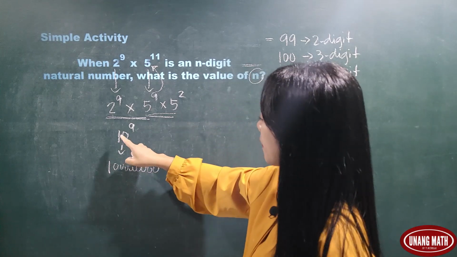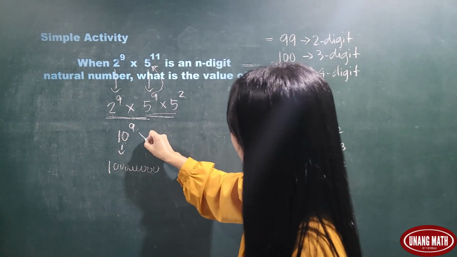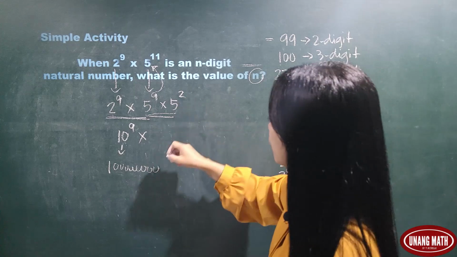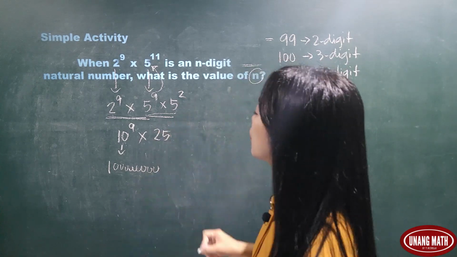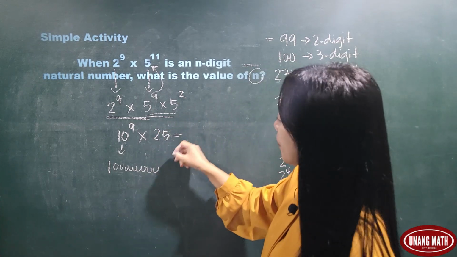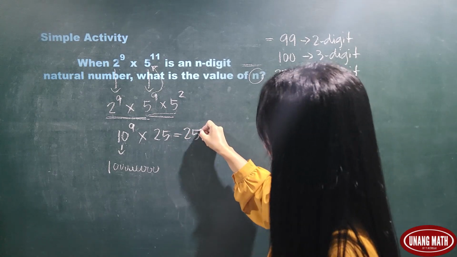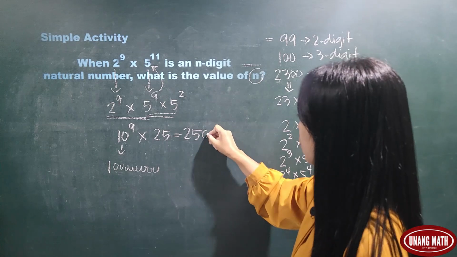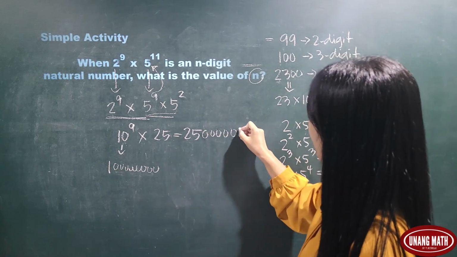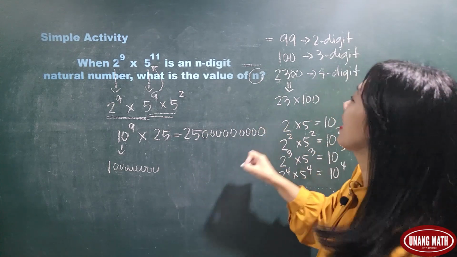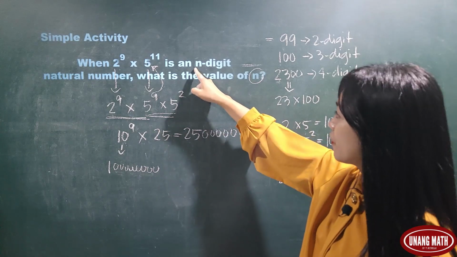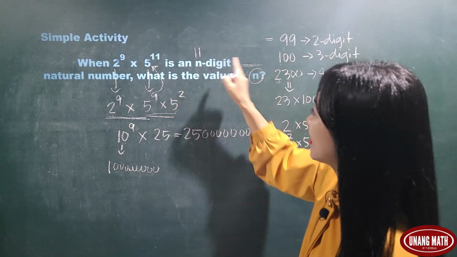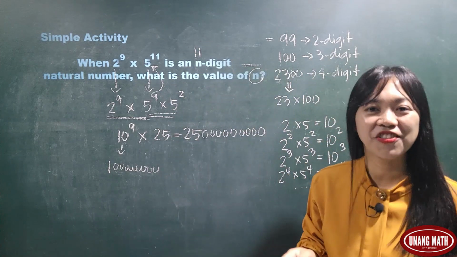So if we multiply 10 raised to the power of 9 times 5 squared, 5 squared is 25. So this is times 25, meaning our answer is 25 and we just need to write the 9 zeros. So 1, 2, 3, 4, 5, 6, 7, 8, 9. So the value of n here is 9 plus 2, so 11. So this is an 11-digit natural number.